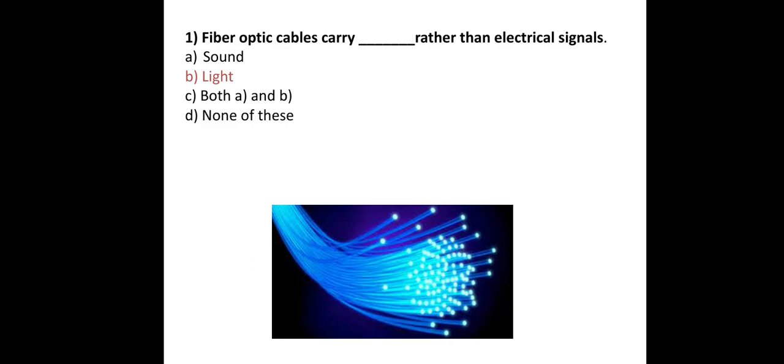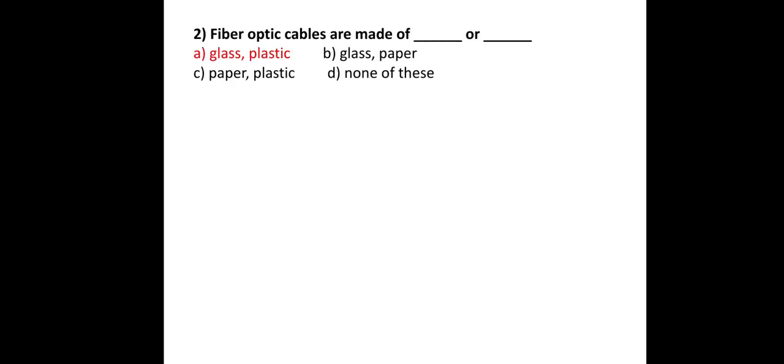Next question: fiber optic cables are made of dash dash or dash dash. Option A glass and plastic. The option A is correct, glass and plastic. The fiber optic cables are made of glass and plastic. Okay, the correct option is A.